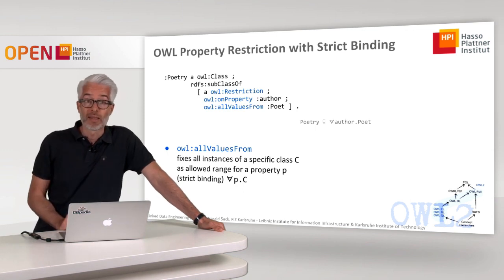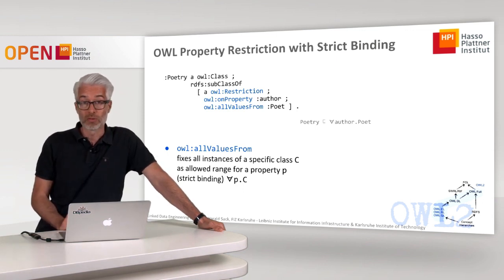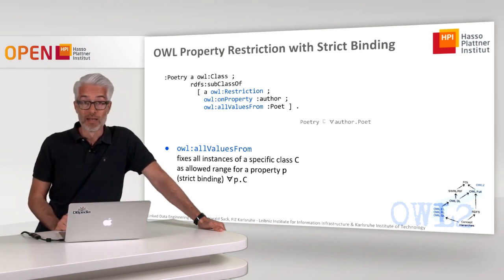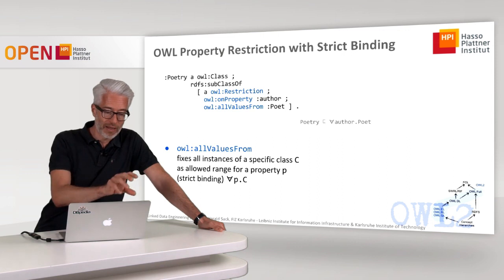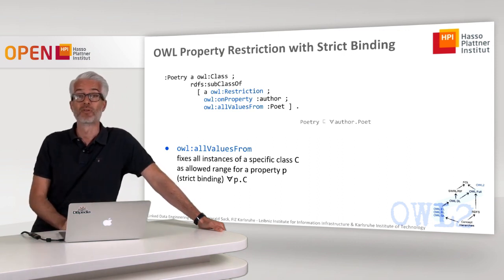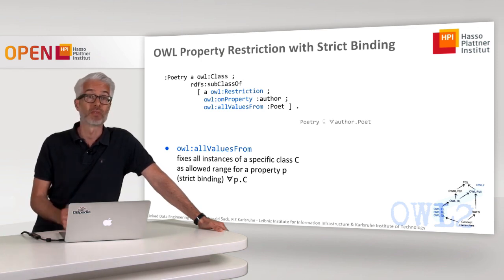Just have a look at the corresponding OWL property restriction. So we define property as being an OWL class. And then we say this is a subclass of a compound, given here in square brackets, of a restriction. So this is an OWL restriction, again on a property, the same property as before, again on the property author. And now there is a new keyword.